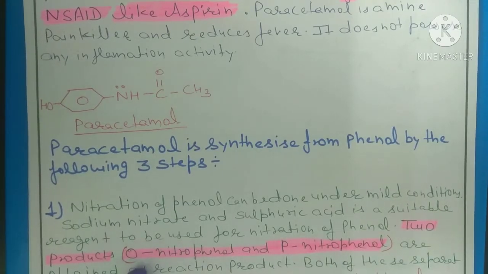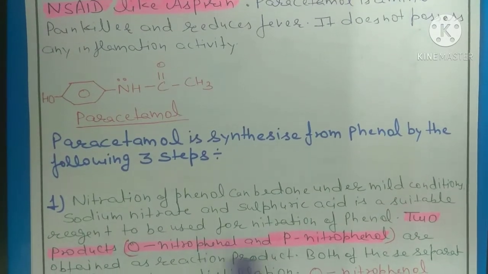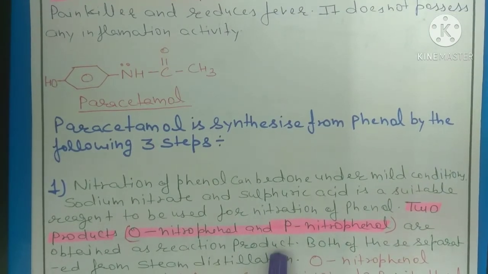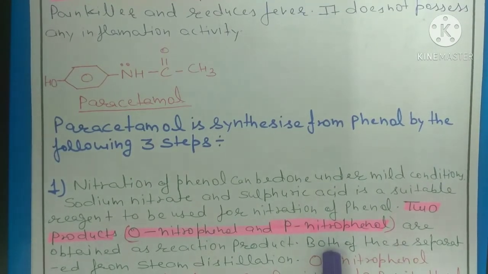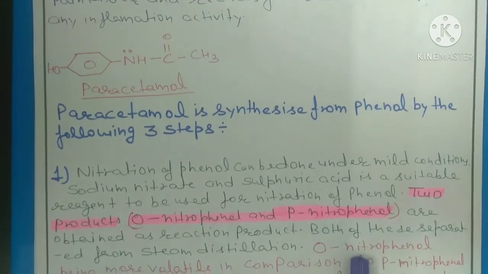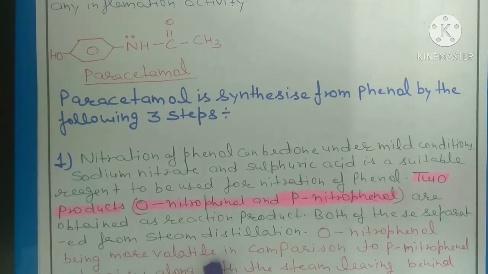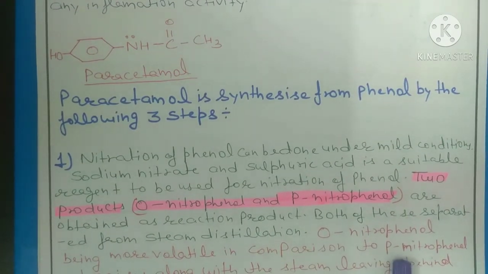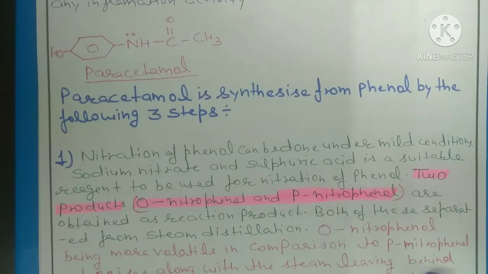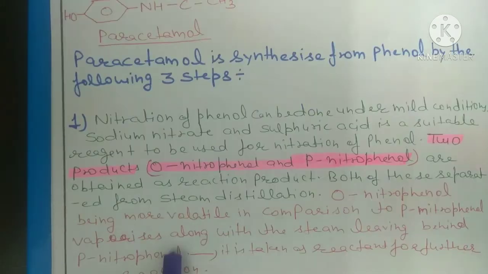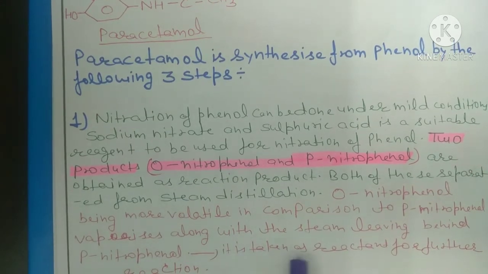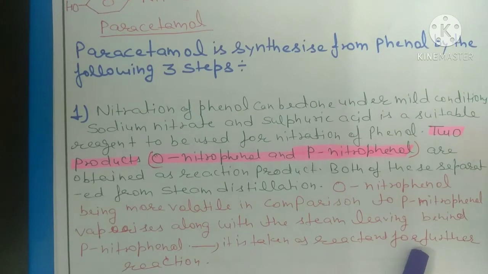Two products, that is orthonitrophenol and paranitrophenol, are obtained as reaction products. Both of these are separated by steam distillation, where orthonitrophenol, being more volatile in comparison to paranitrophenol, vaporizes along with the steam, leaving behind paranitrophenol. Now we are here with paranitrophenol. It is taken as reactant for further reaction.